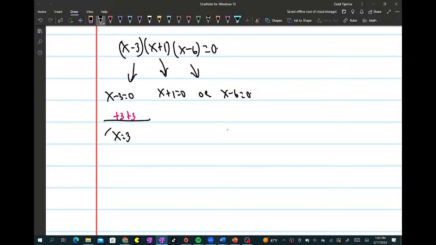x equals 3, x equals -1. This is the zero product property. It still stands when you're finding the roots of a polynomial and you're given factors. And x equals 6.